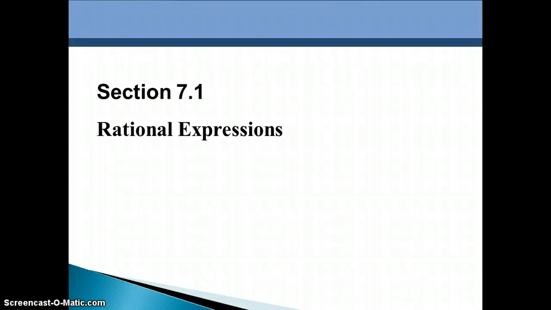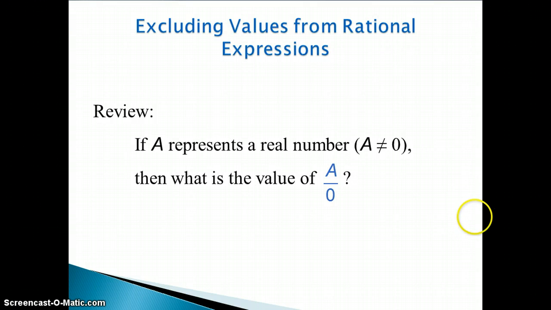Hi, this is Wendy Lightheart, and today we're going to be learning about rational expressions. Now, when we say rational expressions, that's just a fancy way of describing fractions that have variables in them. So the first topic we're going to talk about is excluding values from rational expressions.